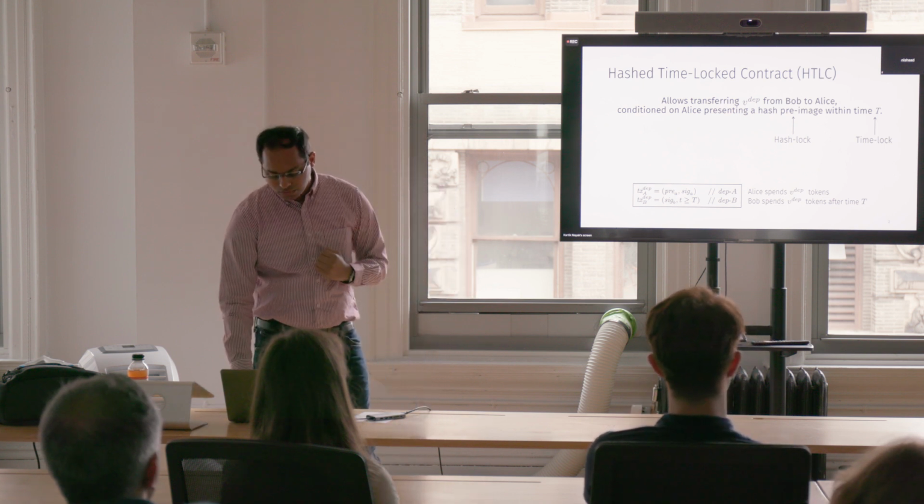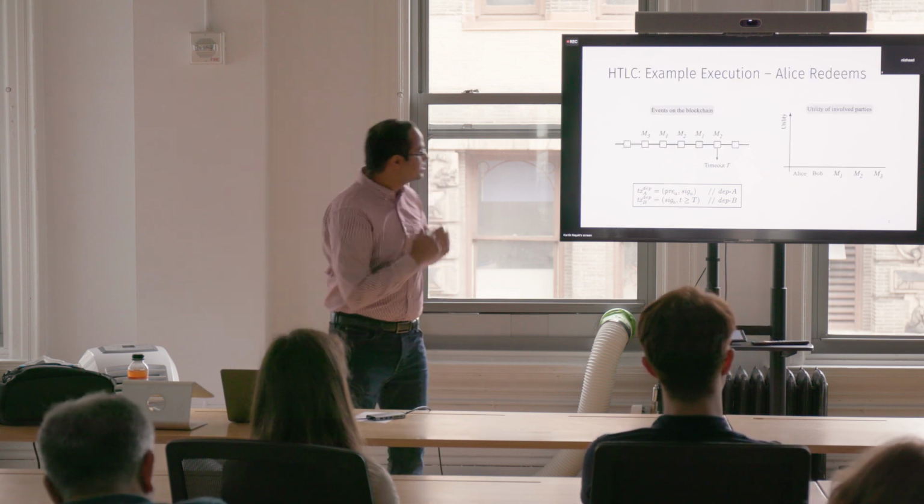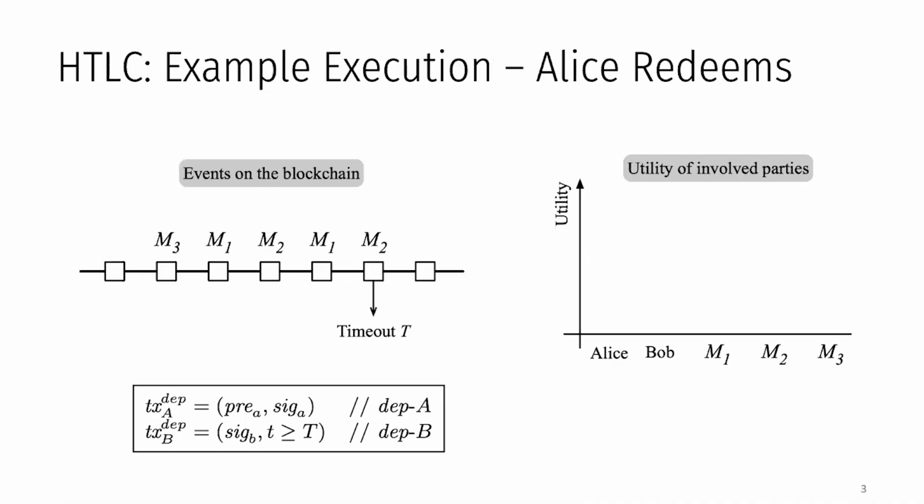So let's see how this plays out in a graphical manner. This graphic is something that you're going to see in a lot of my slides, so let me explain what's going on over here. To the right, you're seeing a utility versus parties figure. On the x-axis, you have different parties, Alice, Bob, and 3 miners in this example. And on the y-axis, it's the utility corresponding to these parties at the end of the game with respect to HTLC.